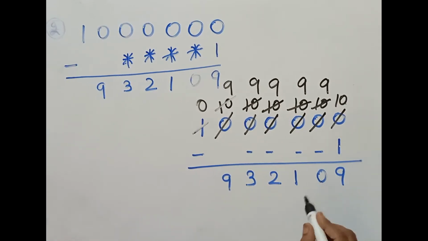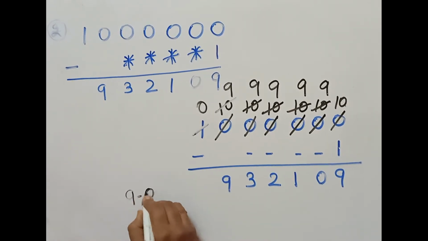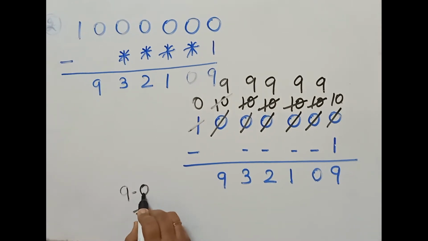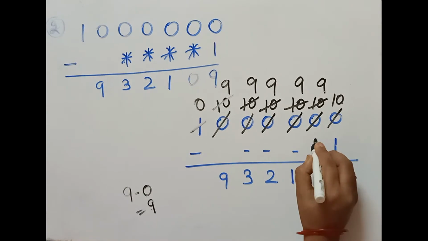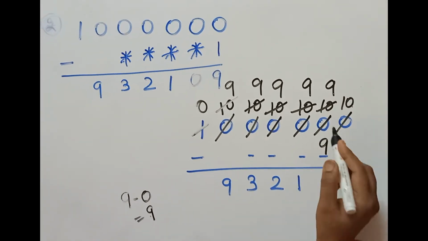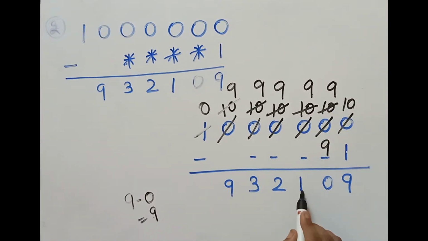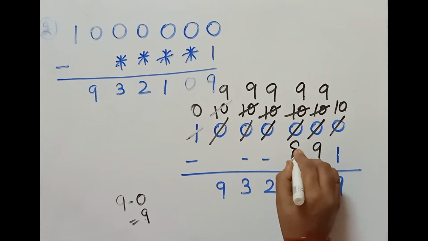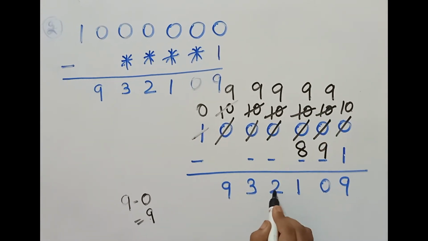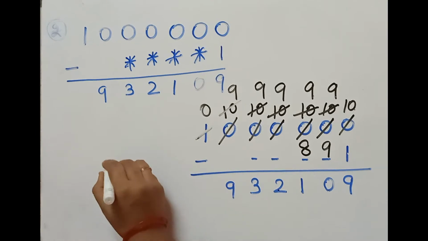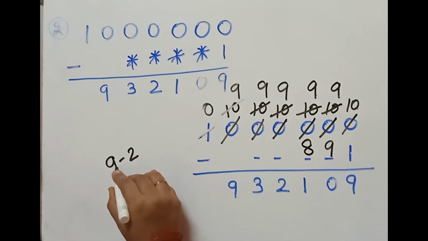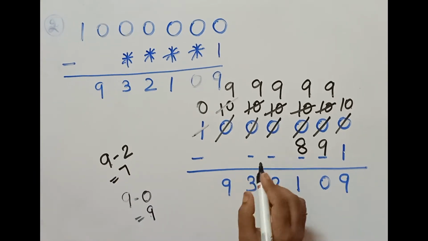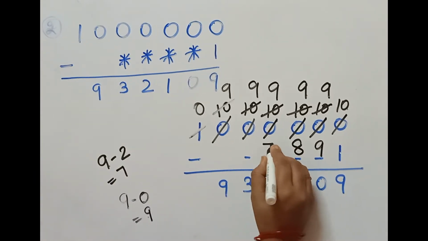So what will I do? 9 minus 0. See, 9 minus 0. Any number when you subtract 0 from it, you will get the same number. 9 minus 0, 9. So here I am writing 9. Now 9 minus 1, 8. 9 minus 2, 9 minus 2, 9, 8 and the answer is 7. So here it will be 7.